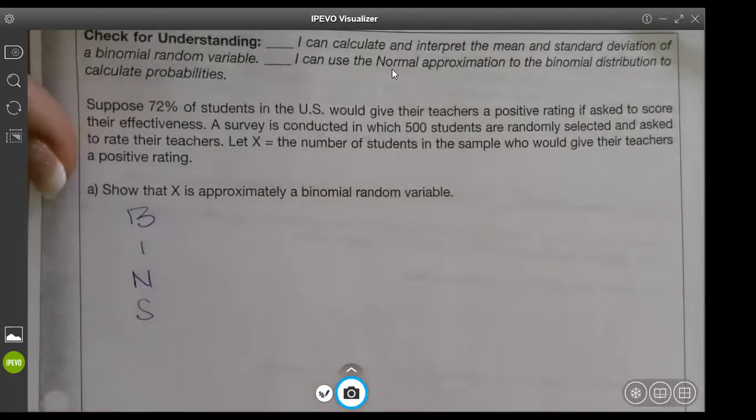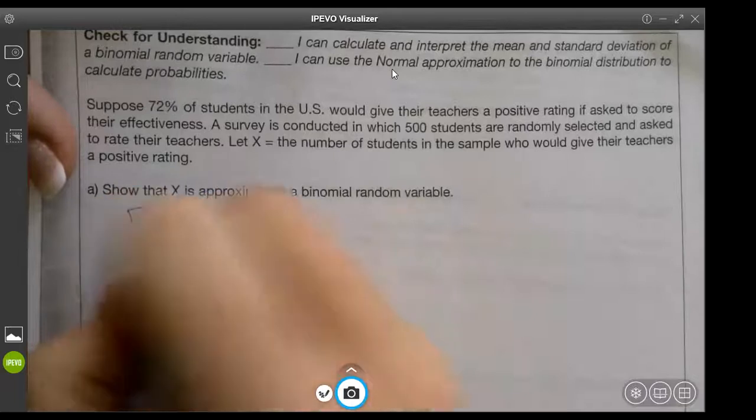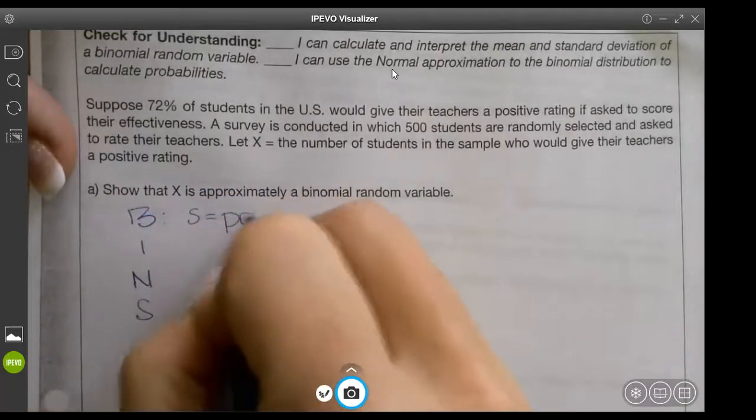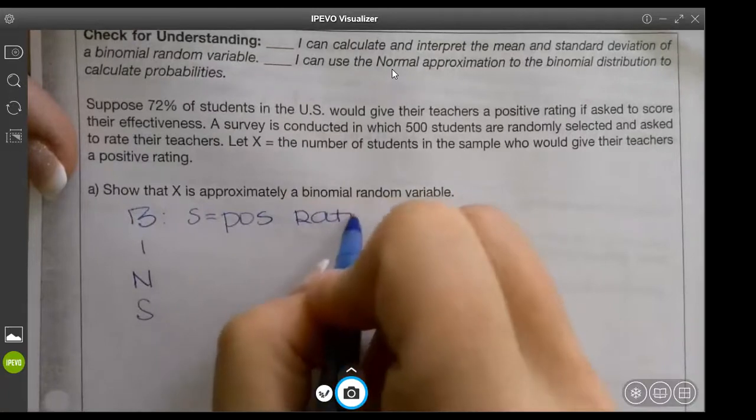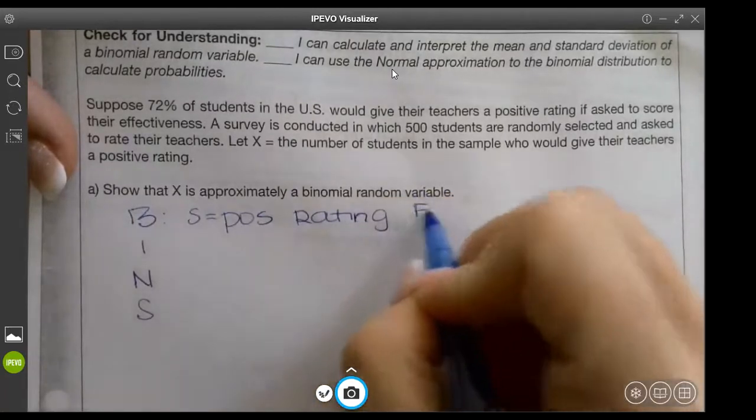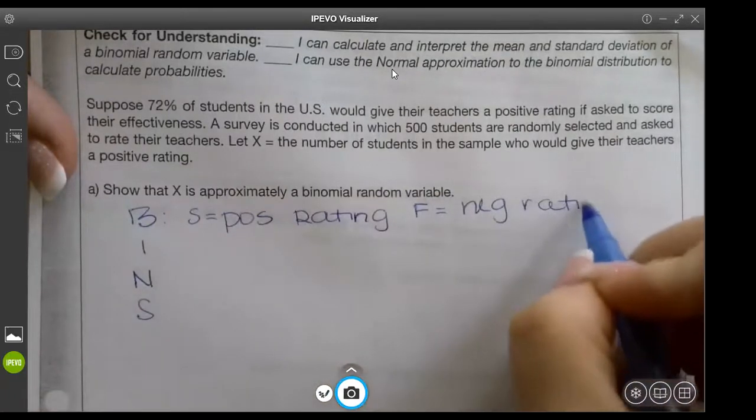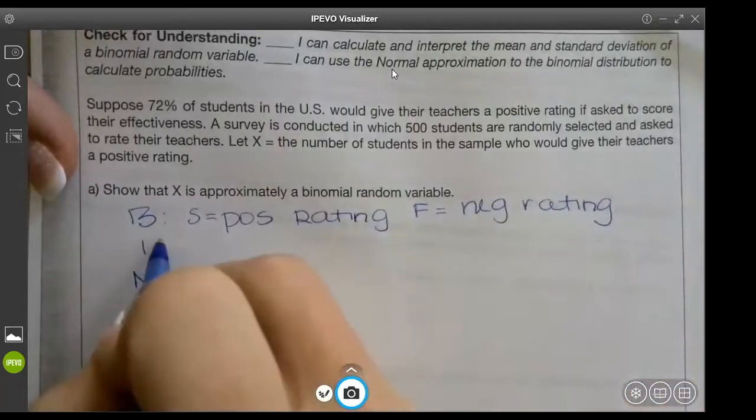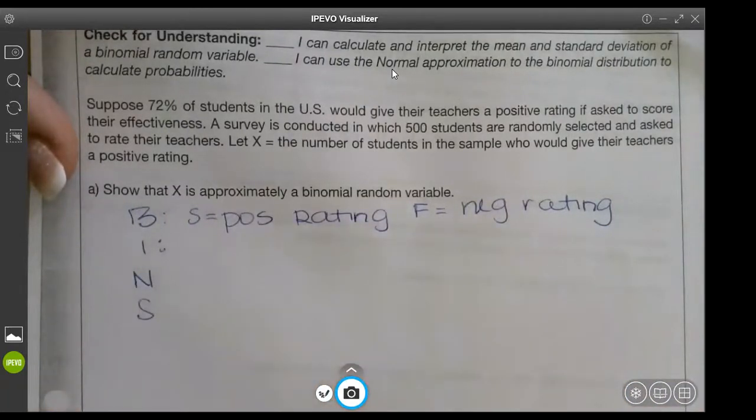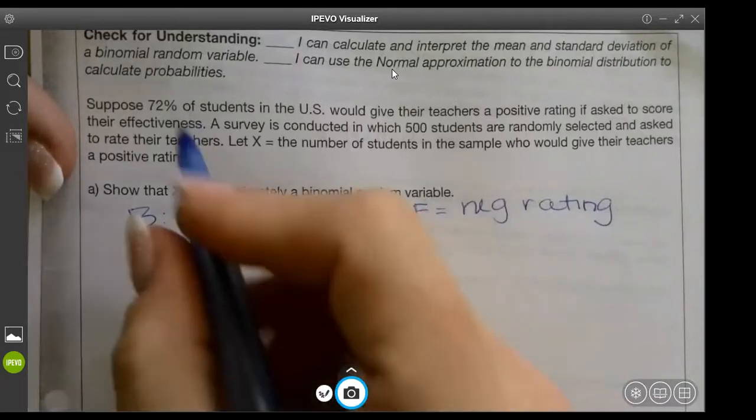What's your success? Positive rating. What's your fail? A negative rating. Is this independent? Think about it. If you're given a survey, do you give that person a survey and then put them back in the deck? Yes or no? No. So what do I need to do here?